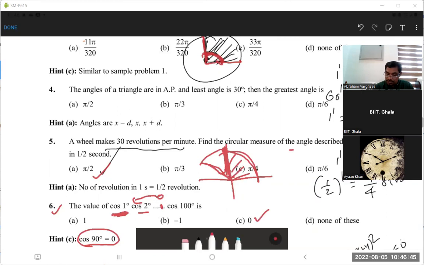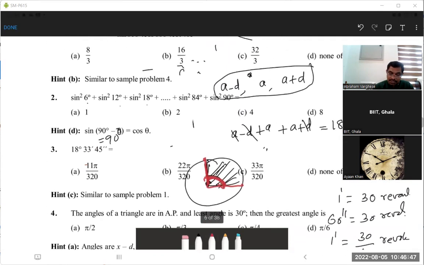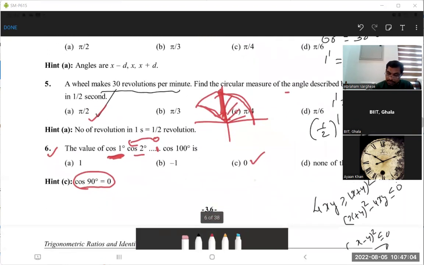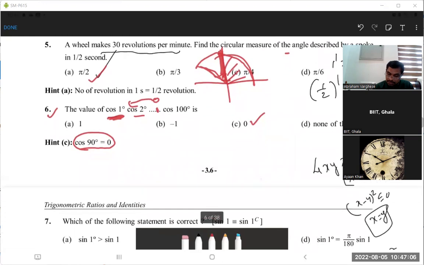So this is also a logical question, just like our second question. Sin square 6 degree, 12 degree, etc. Here also we are not finding directly the angle. Instead, we use the identity to solve the question. Okay. So question number 6, the answer is equal to this.